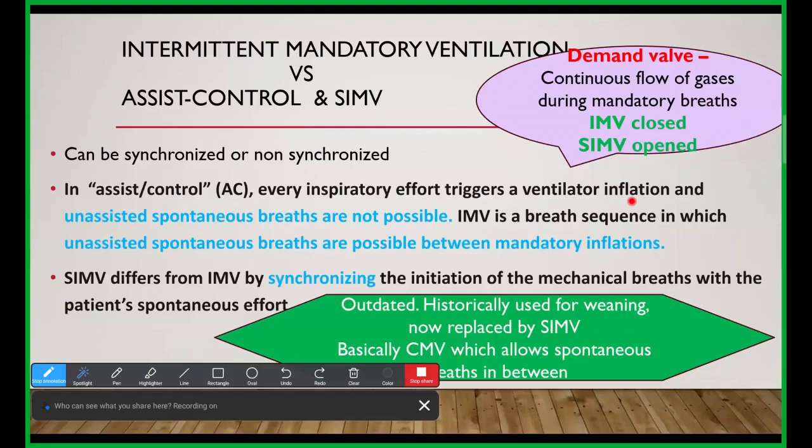Now, intermittent mandatory ventilation is outdated because of the non-synchronization. Now it is replaced by SIMV. Previously it was used for weaning, but now it is replaced by synchronized intermittent mandatory ventilation. Intermittent mandatory ventilation is nothing but CMV, which allows spontaneous breaths in between. That is in a nutshell.